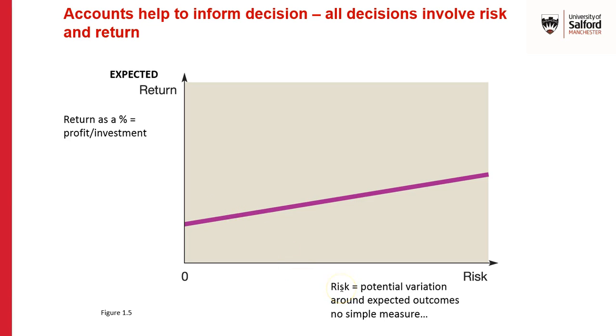Then risk is, as we've been saying, the potential variation around expected outcomes. And there's no simple measure for that. There's a statistical measure of the standard deviation, of course, but that doesn't always encompass all the aspects of risk. This concept underlies a great deal of finance, and we will be returning to it in particular when looking at investment.